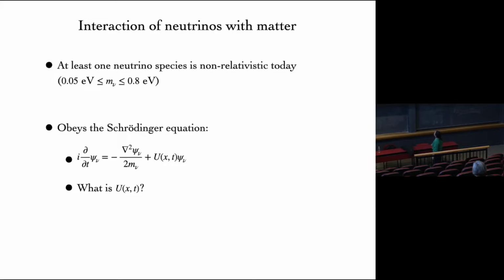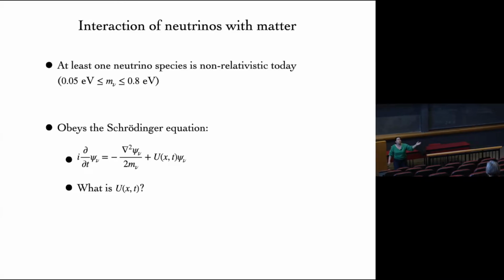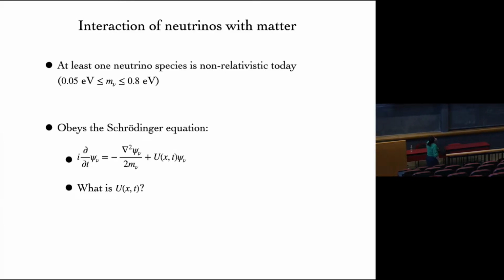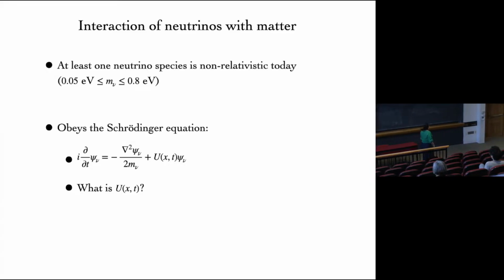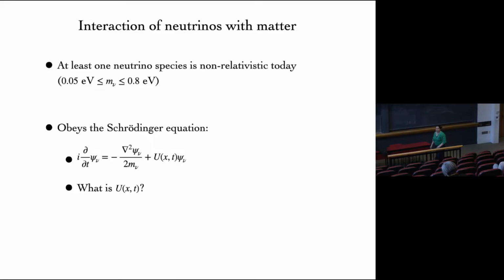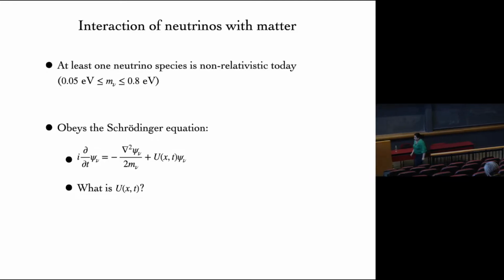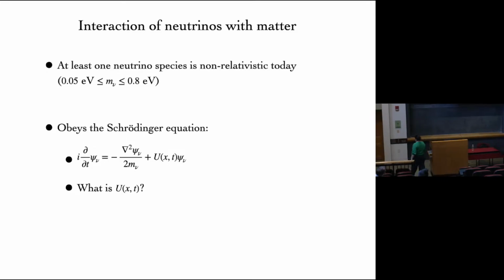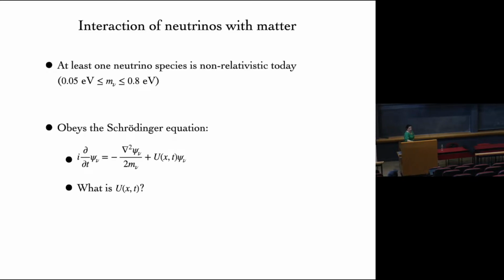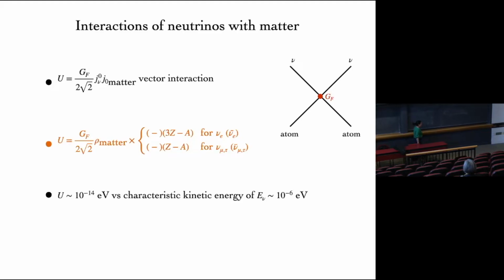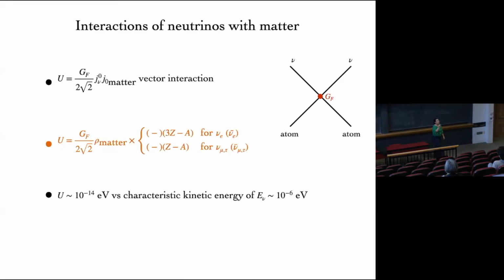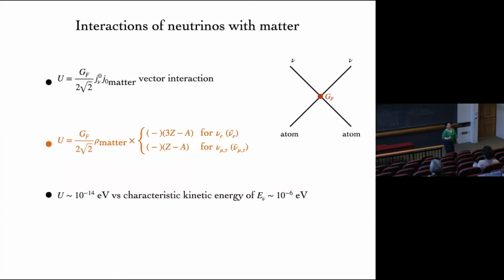Anyway, so astrophysical observation. Since it's non-relativistic, we know it will obey the Schrödinger equation. So that's the equation I will be dealing with. You have the first term, the kinetic term, and then you have the interaction potential. The question is, what is this interaction potential? This interaction potential comes from the interaction of neutrinos with the vector current of the electrons, for the particle physicists in the room.